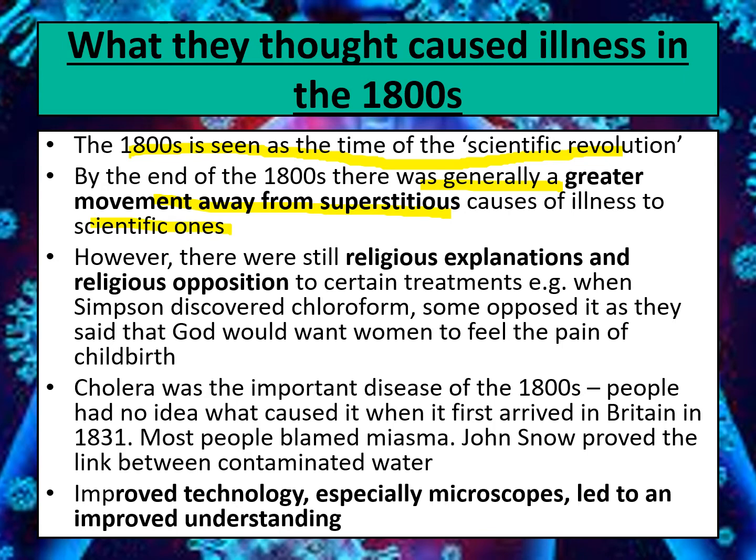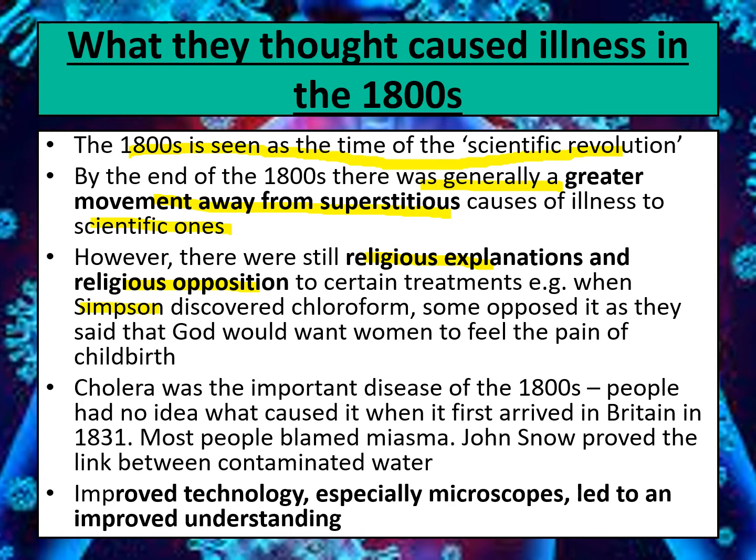For instance, there were still lots of religious explanations and some religious opposition to certain treatments. For instance, when a surgeon who we'll look at in Unit 3 called Simpson discovered chloroform in 1847, some people opposed it as they said that God would want women to feel the pain of childbirth. So some of these ideas still kind of remained, but generally there was massive progress made in this period where they started to understand what actually was causing illnesses.